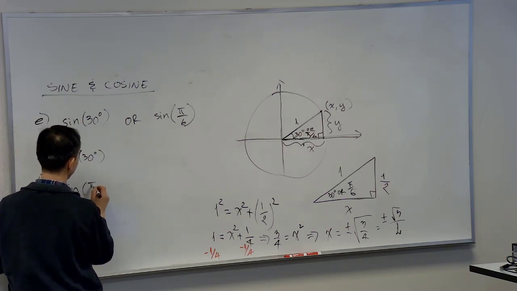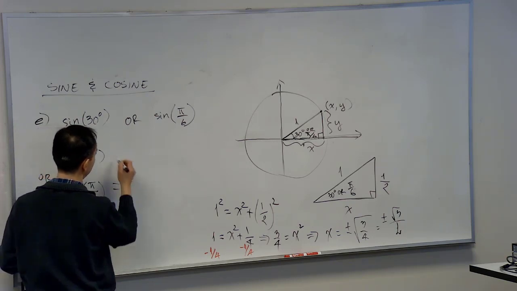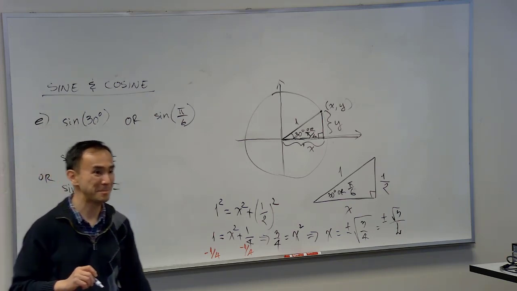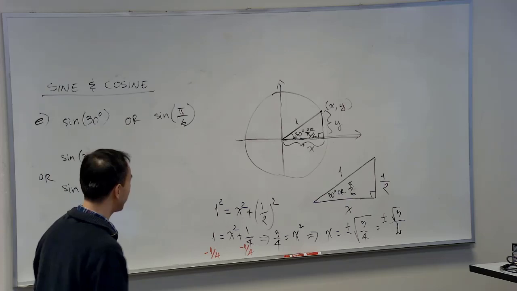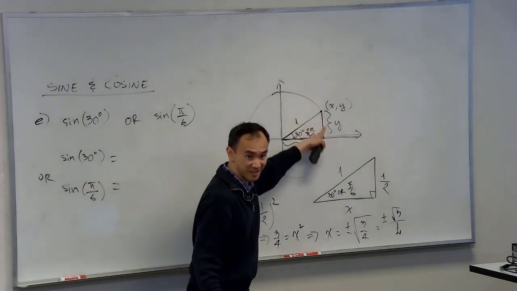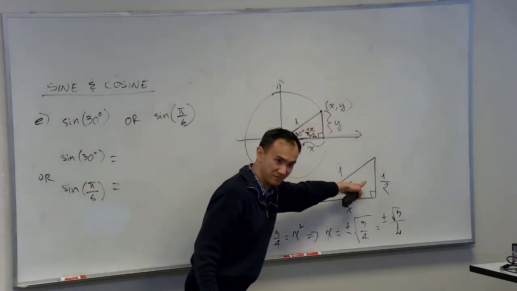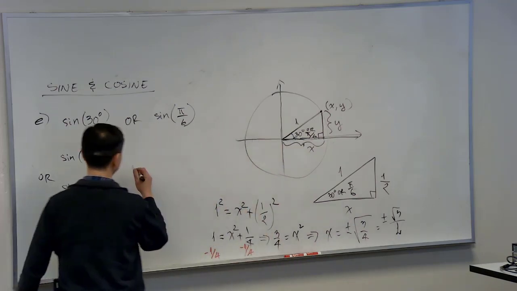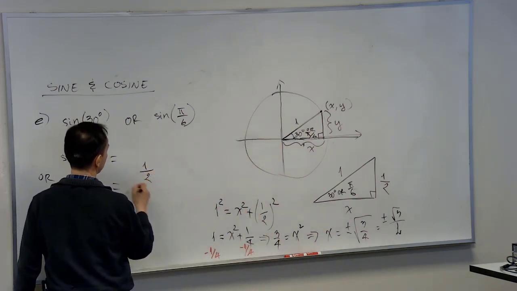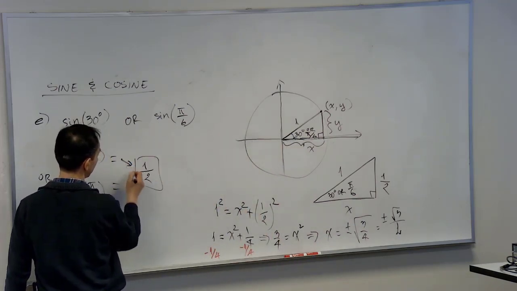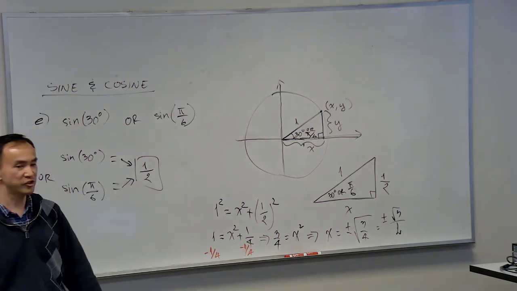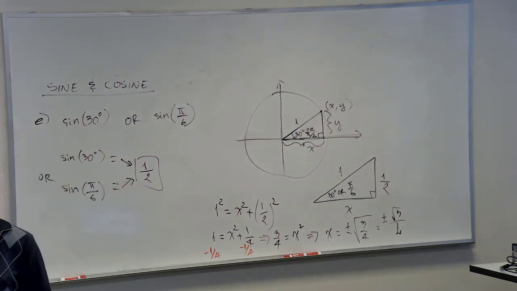Sine of the pi over 6 angle. What's the answer here? It is half, yes. It's the y coordinate of your terminal point, right? We found that even before we got to this. Yes, that's a positive 1/2 in the picture. Both of those two different expressions come out with the same answer again.